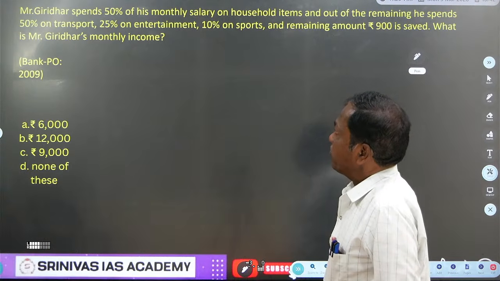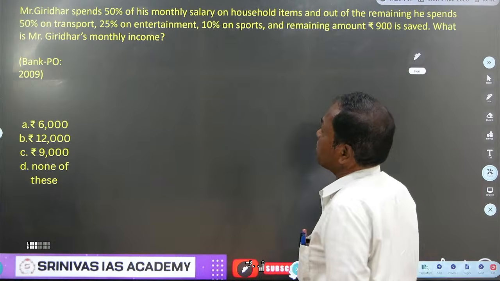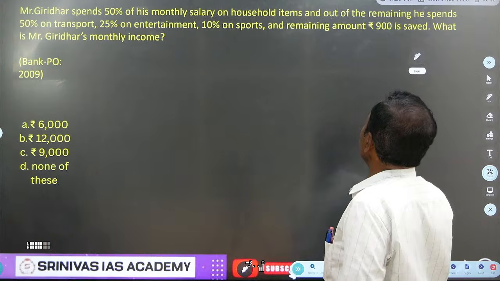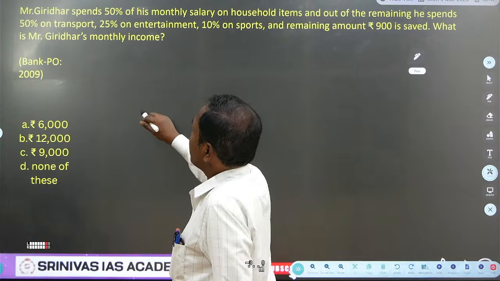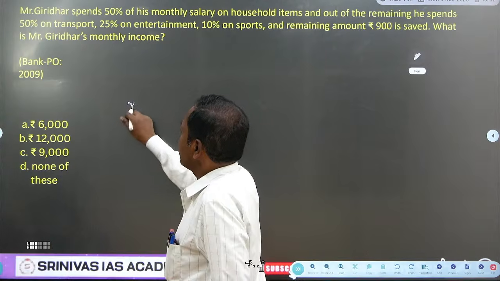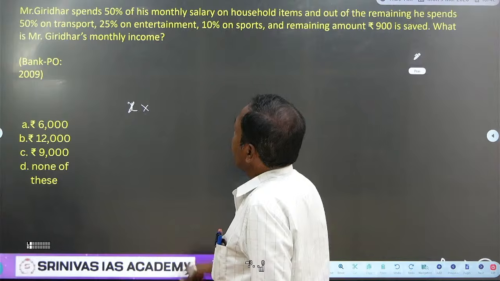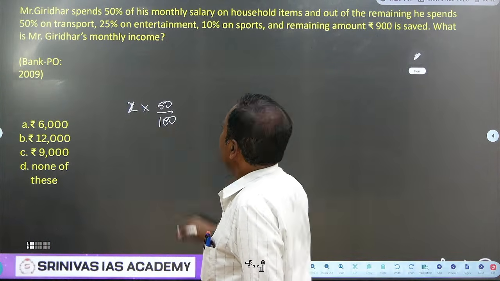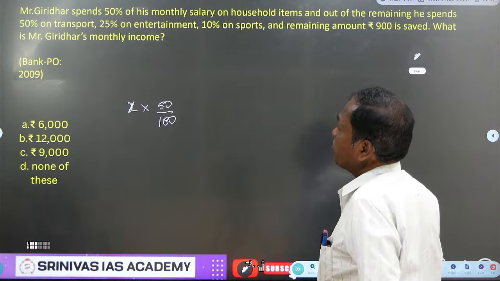Mr. Giridhar spends 50% of his monthly salary on household items. Out of the remaining, he spends 50% on transport, 25% on entertainment, 10% on sports, and the remaining amount is so much. Now, what is the Giridhar monthly salary? Monthly salary be X into 100%, let us assume. 50% of his monthly salary on household items, it means 50 by 100.